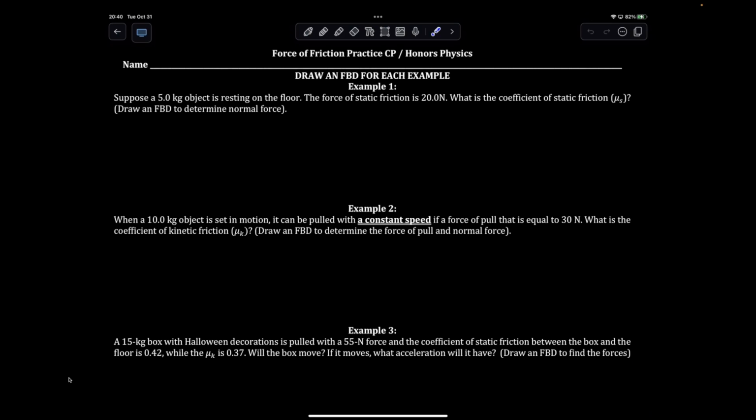So we have a 5 kilogram object resting on the floor. The force of static friction is 20 newtons. First off, if it was just resting by itself with no force of pull, remember it wouldn't have any force of friction acting on it. Because remember, force of friction is a lazy force. It only exists if it has to.